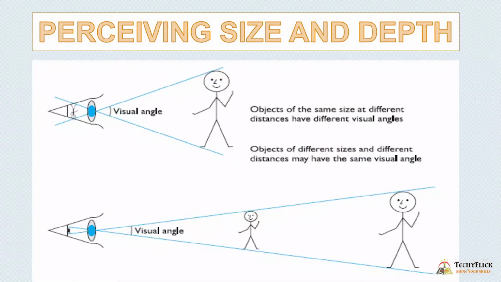So these lines are explained in this diagram. Objects of the same size at different distances have different visual angles. Next, if you see the below diagram, objects of different sizes and different distances may have the same visual angle.